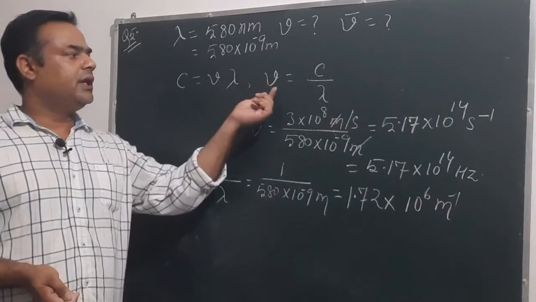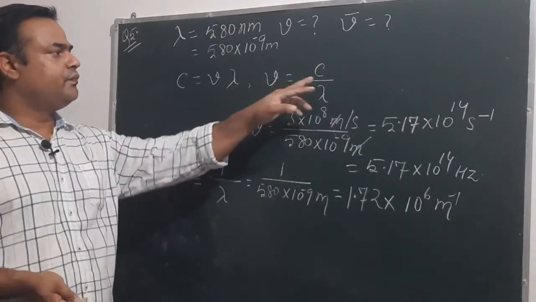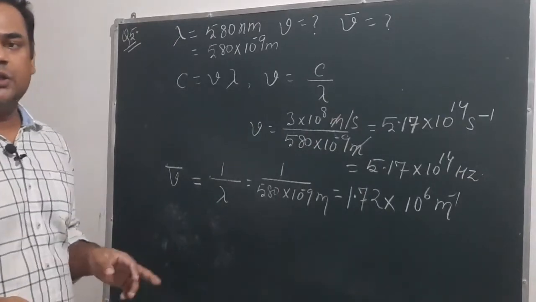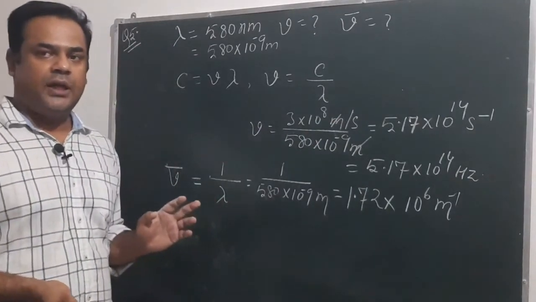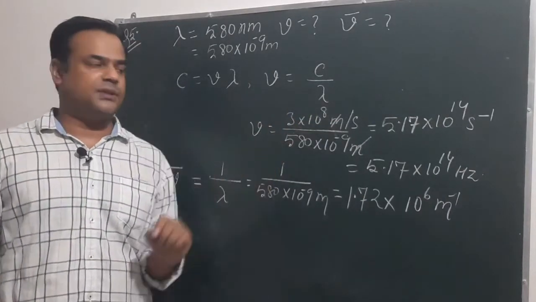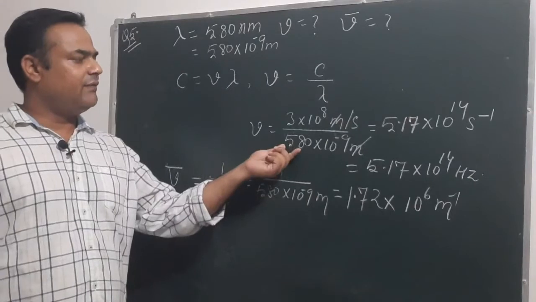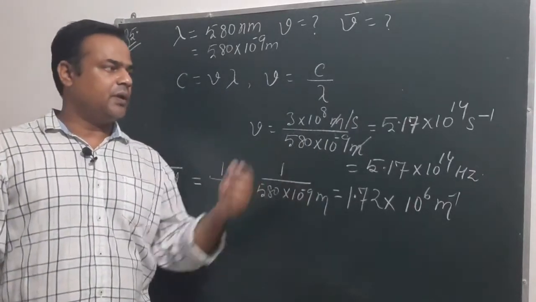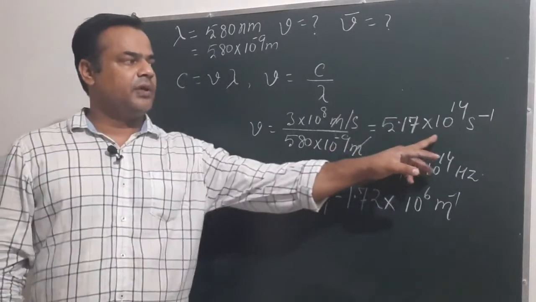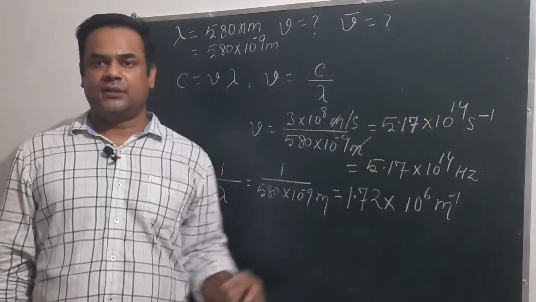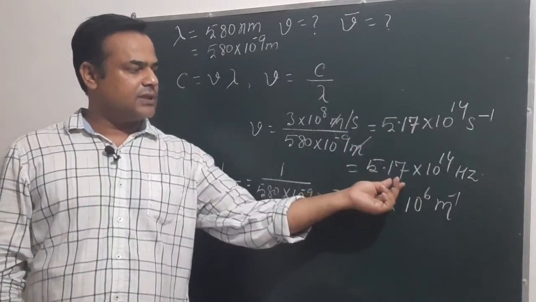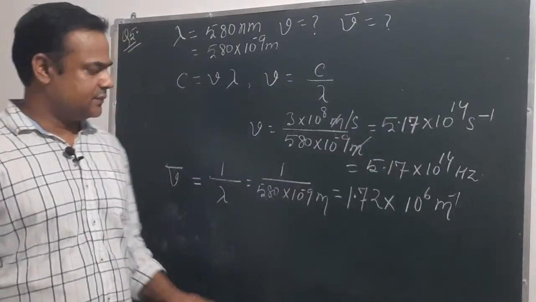From here we can write frequency of light equals velocity of light divided by wavelength of light. Velocity of light is a constant value in air or vacuum, and that is 3 into 10 to the power 8 meter per second. And wavelength is given here, 580 into 10 to the power minus 9 meter. If we solve this, then we'll get 5.17 into 10 to the power 14 second inverse. This second inverse is known as hertz. So we can write this as 5.17 into 10 to the power 14 hertz.